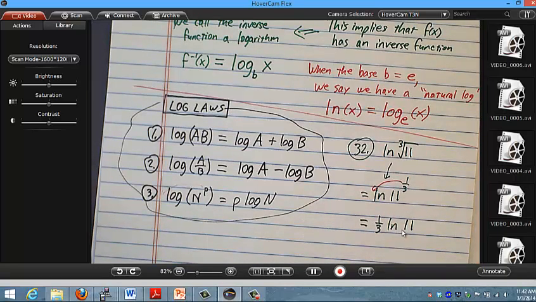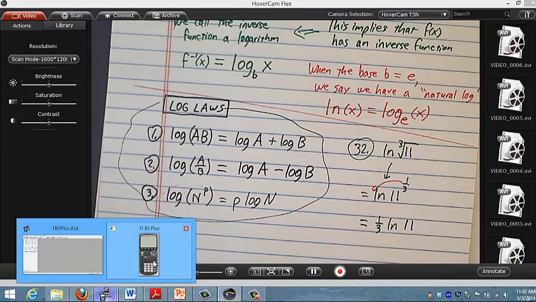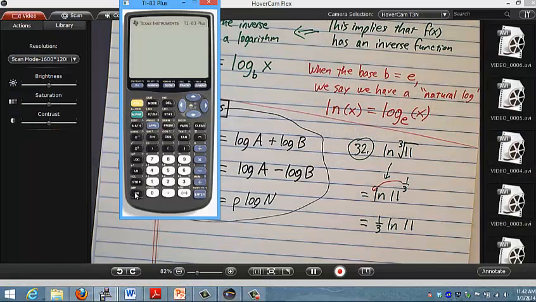And so we could check that on the calculator at this point. I mean, I type in, well, a couple ways I could do it, right? I could type in natural log of 11 caret, and then I guess I need 1/3 in parentheses.